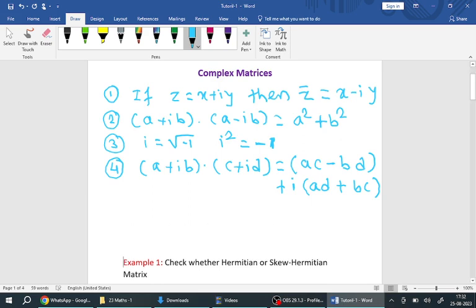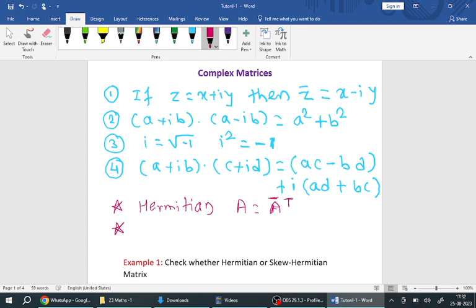And the last three important definitions. The first one is the Hermitian matrix. Whenever you have to prove that any matrix is Hermitian, you have to prove A is equal to A bar transpose. What is this bar? Bar is obviously the conjugate matrix, and transpose is interchanging rows with columns.